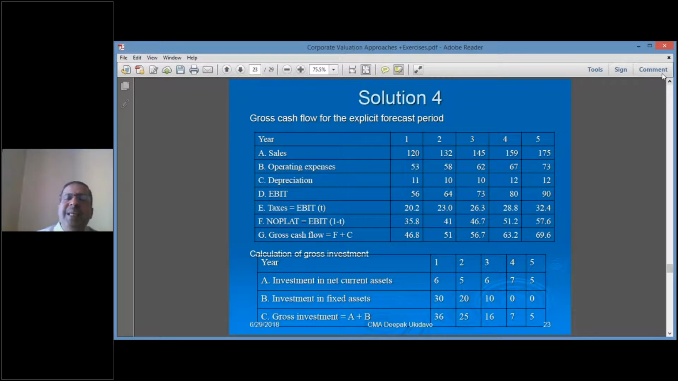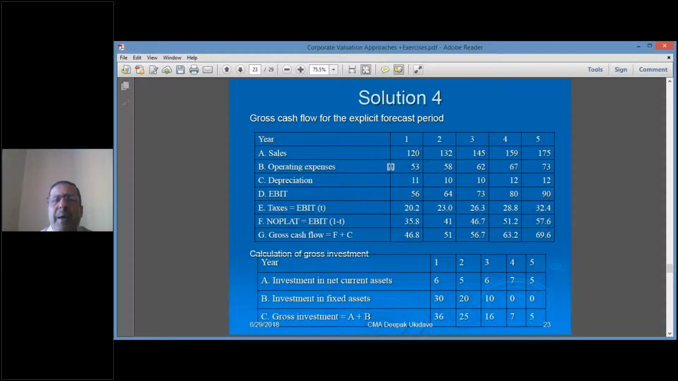We start with sales. You can see 120, 132, 145. These are projections. This is called cash flow for the explicit forecast period. Look at the title I have written: gross cash flow for explicit forecast period. The explicit period is 5 years, a predetermined period. So we are working out cash flow for the explicit forecast period.